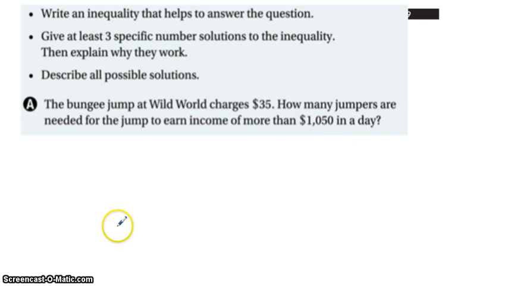So our inequality would be that if we're charging $35 times the number of jumpers, so we're going to go times n, and we want an income of more than, okay, so our income needs to be on the smaller end of things. So 35 times n needs to be greater than 1,050. And that's how we set up our inequality.